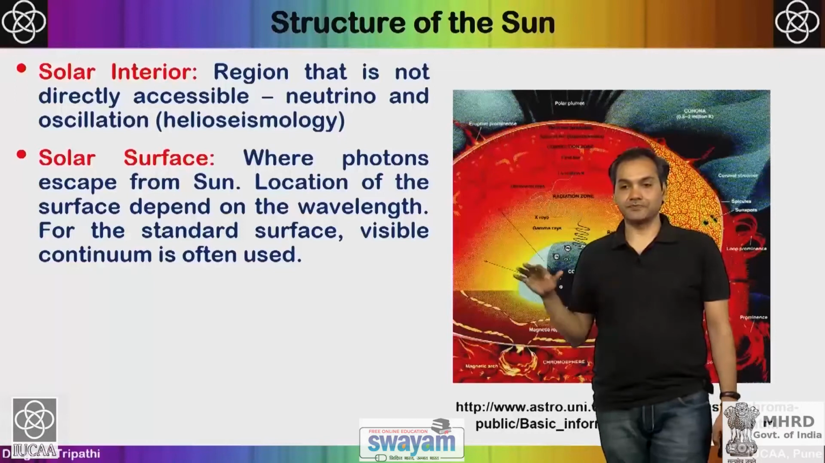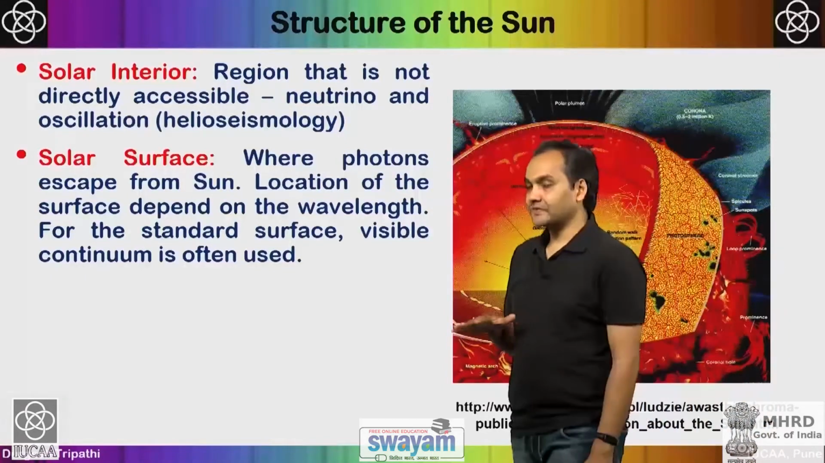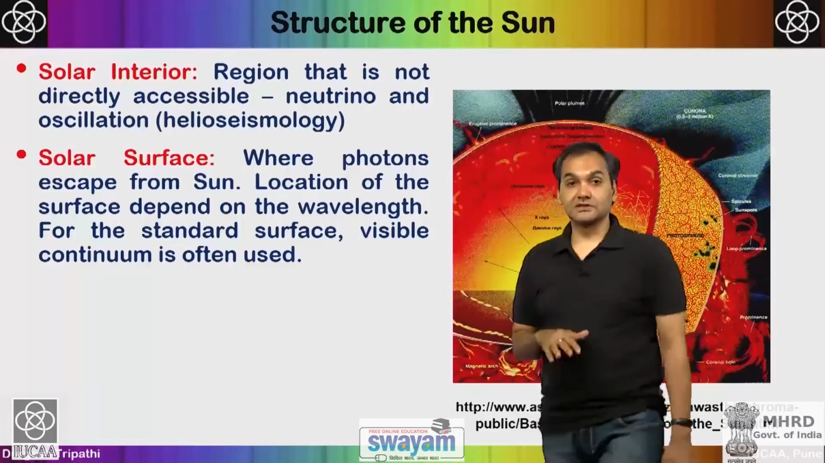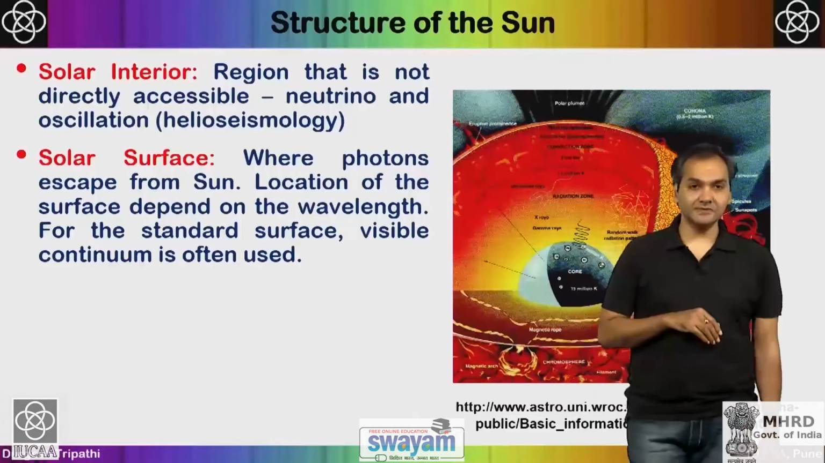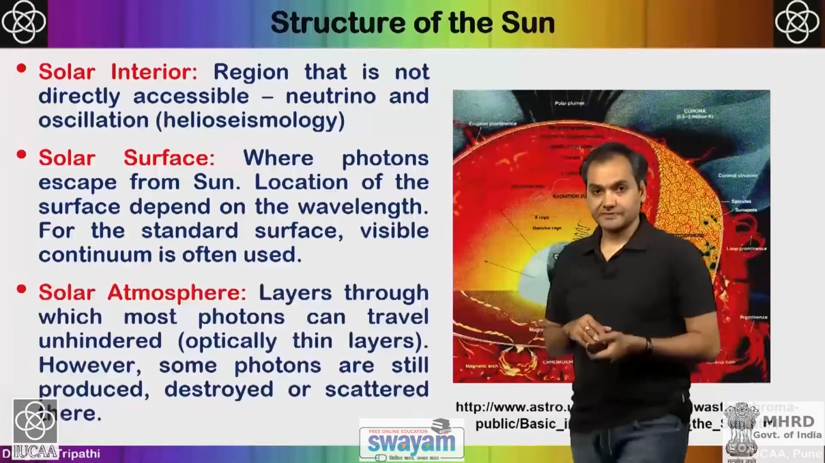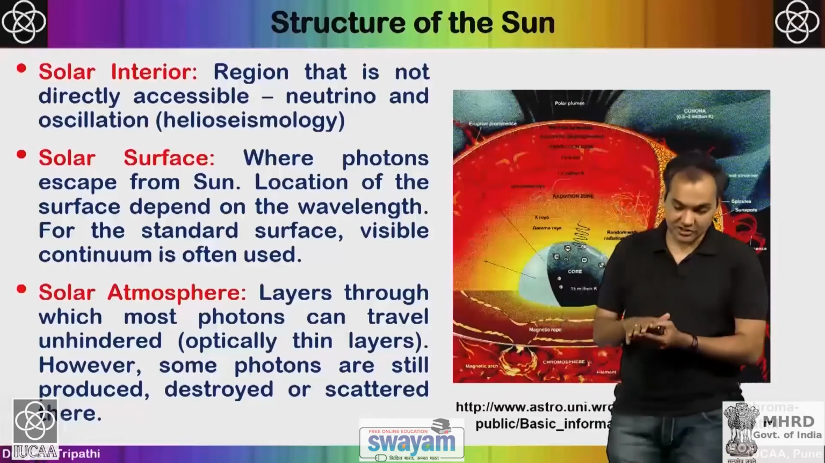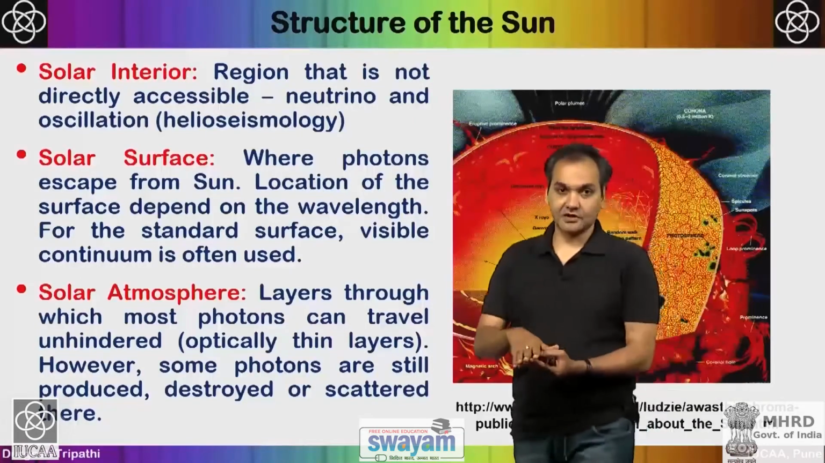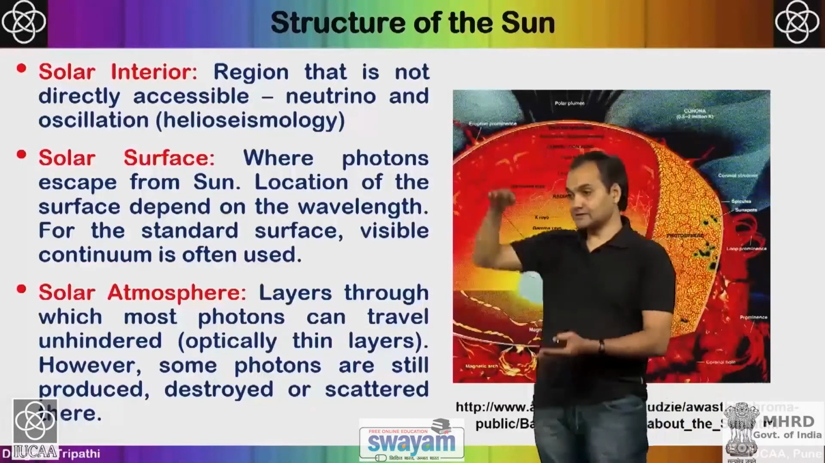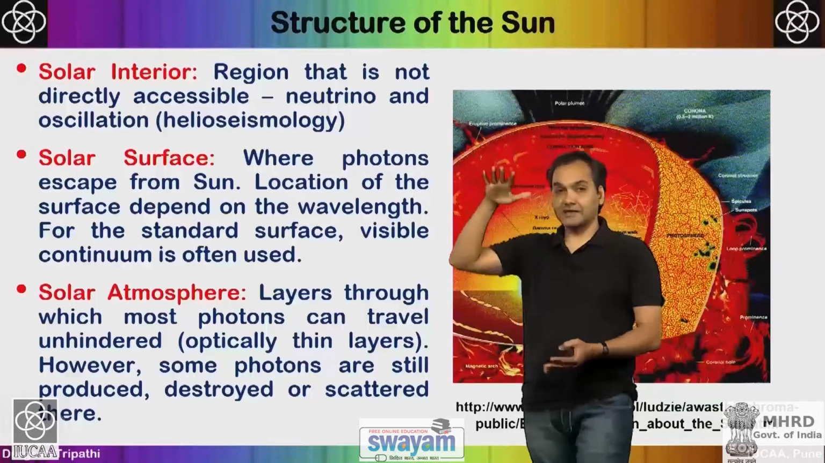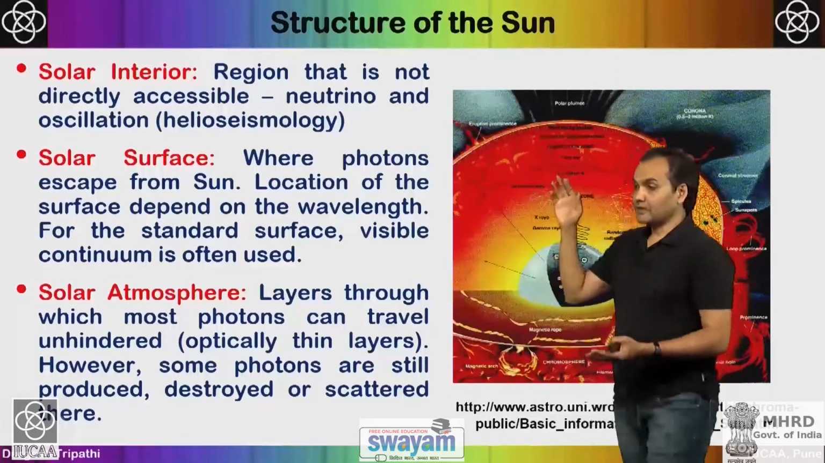So if you take an image of the sun from the ground, what you are seeing is very close to what is defined as the surface of the sun. And above the surface stays the solar atmosphere. The atmosphere is defined as the layers through which these photons travel unhindered, because the layers above have very low density, and so they travel.